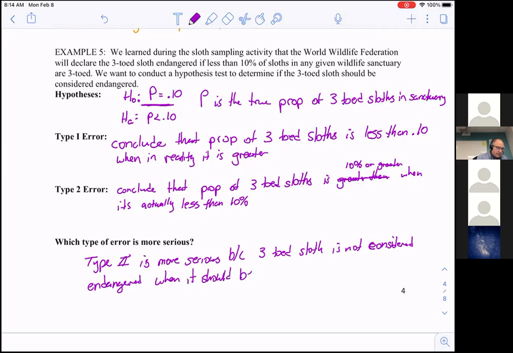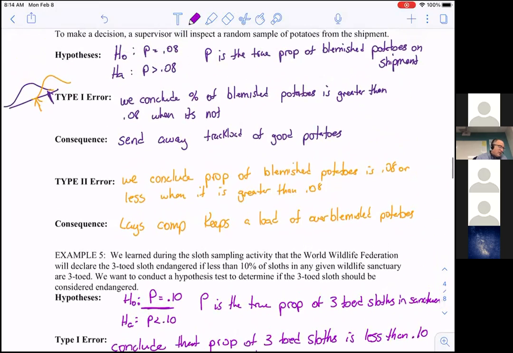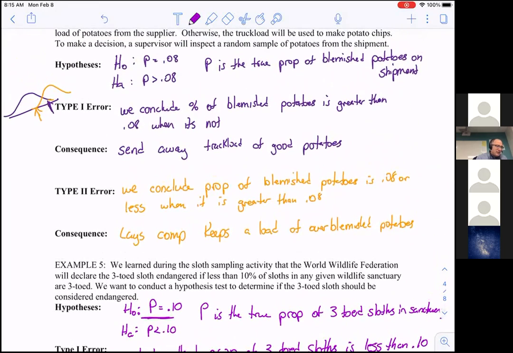So again, typically I find that the type 2 error is more serious. Now I can't say that's a hard and fast rule to stand by. Sometimes opinion matters. If we go back up to example 4 that we did, I think it was during 4th hour.